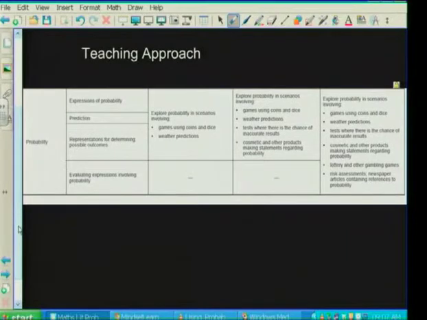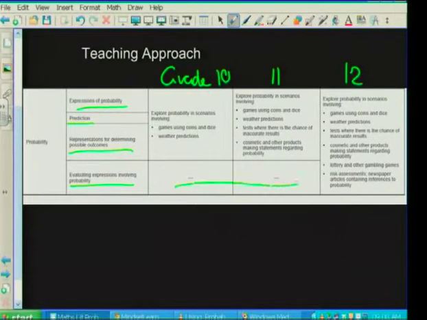From the CAPS document, we recognize the importance of understanding expressions of probability, the idea of predictions, representing possible outcomes, and evaluating expressions. Now, this is for grade 10, this is for grade 11, and this is for grade 12. You can see that there's a progression. And we're simply in grade 10 wanting to introduce learners to the idea of probability. What's a probability expression? And where do we find it?